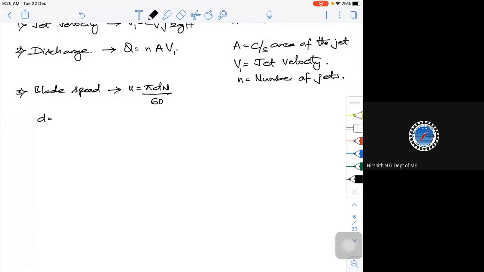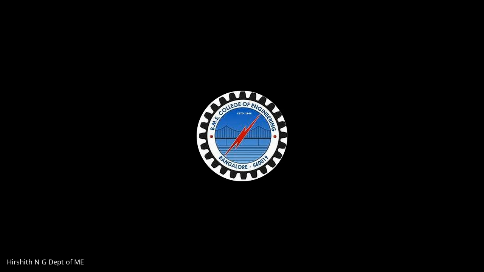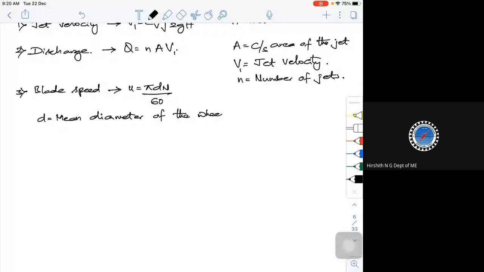Mean wheel. And N is the speed in RPM. If it is in RPS, this will be just simply pi DN.